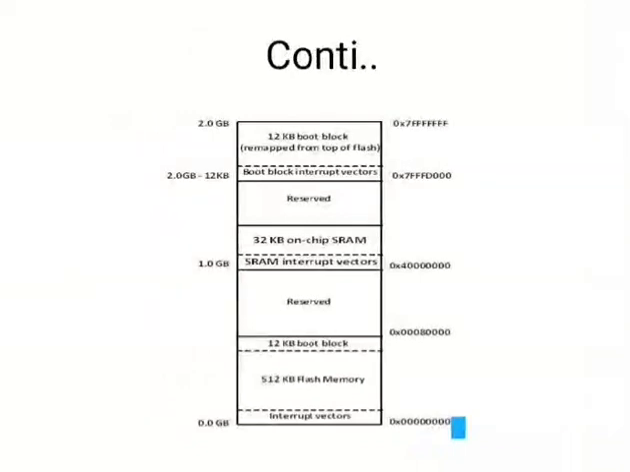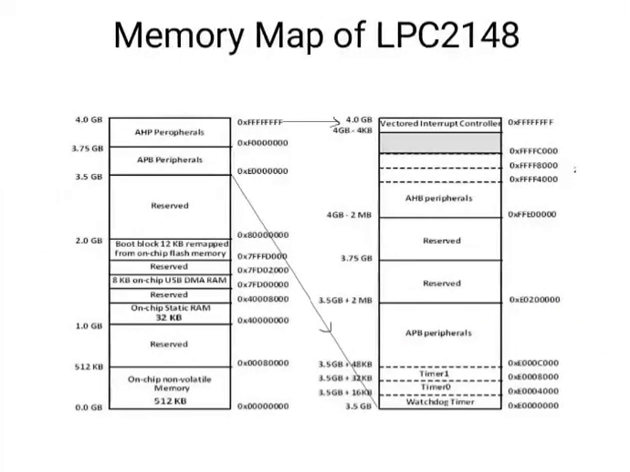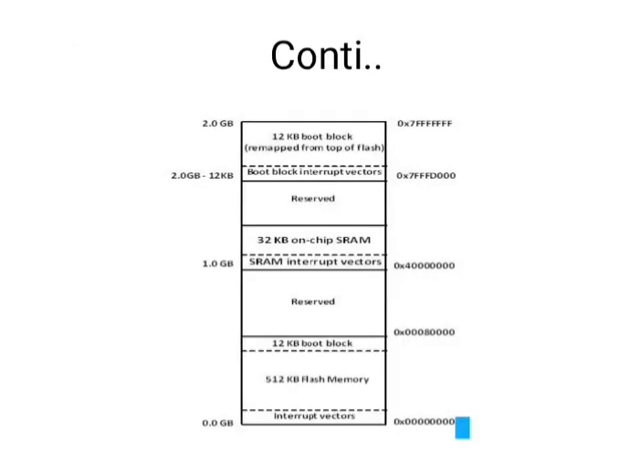The next is the diagram for AHB peripheral. From 0 GB to 2 GB, it has interrupt vectors, 512 KB flash memory, 12 KB boot block, SRAM, interrupt vectors, 32 KB on-chip SRAM, reserved, boot block interrupt vectors and 12 KB boot block.